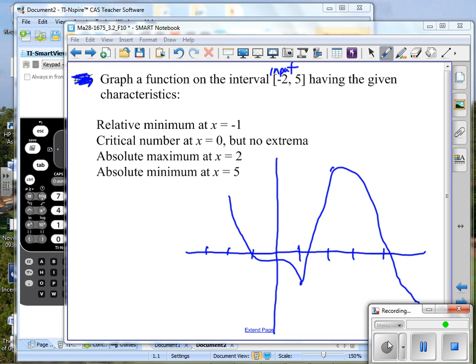Okay, I'm going to stop here. I like the way that Philip has interpreted the critical number but no extrema here. Notice that he came down and used that. At this point, if we were to draw a tangent line, we'd have 0. Now, the only thing I don't know about is a relative minimum at -1. I think you kind of missed that, didn't you? Relative minimum at -1.